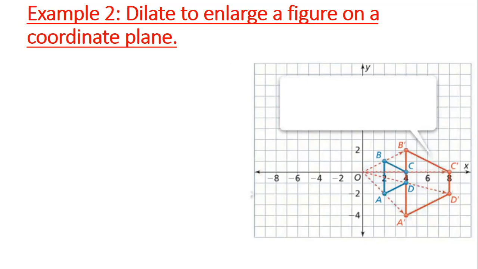What's it? Yeah, it's a new word, which is what? The scale reduction. The scale factor. Yes? Okay. So when we have dilation, we talk about scale factor and we talk about origin.